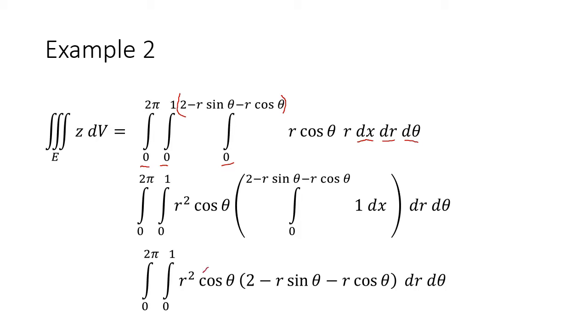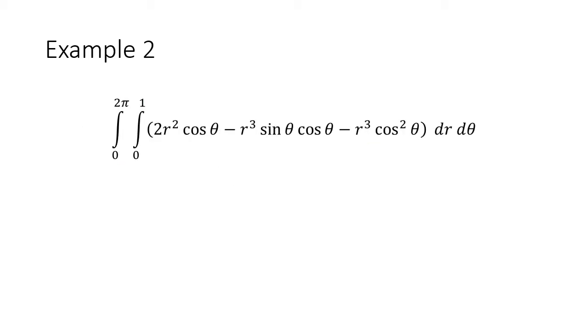So what I'm going to have to do is actually distribute my r squared cosine theta to each one of these terms. I need to understand that I'm multiplying this huge sum, or I guess sort of differences, and so I definitely need to distribute. I'm going to distribute everything first, and again, do that on your own. When you're ready, this should be what we end up with: 2r squared cosine theta minus r cubed sine theta cosine theta minus r cubed cosine squared theta, and then I still have my dr d theta.